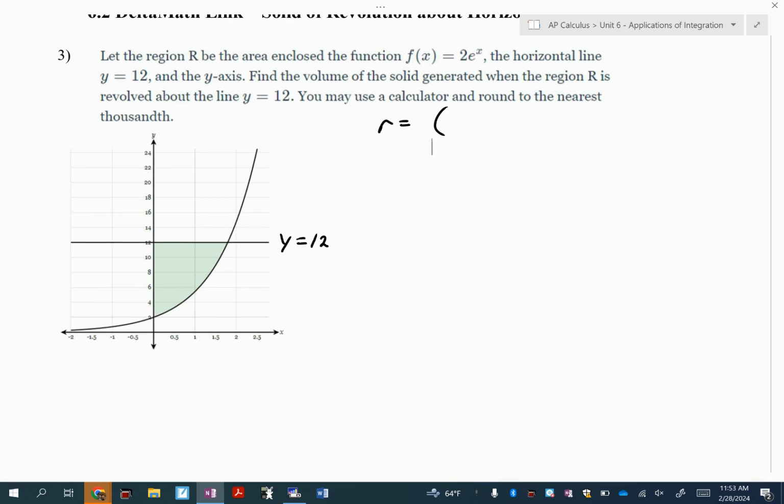All right, so I'm going to find my radius. That's why we're doing it, which is the distance from our axis of revolution. That's 12 minus, what is our function? 2 times e to the power of x.